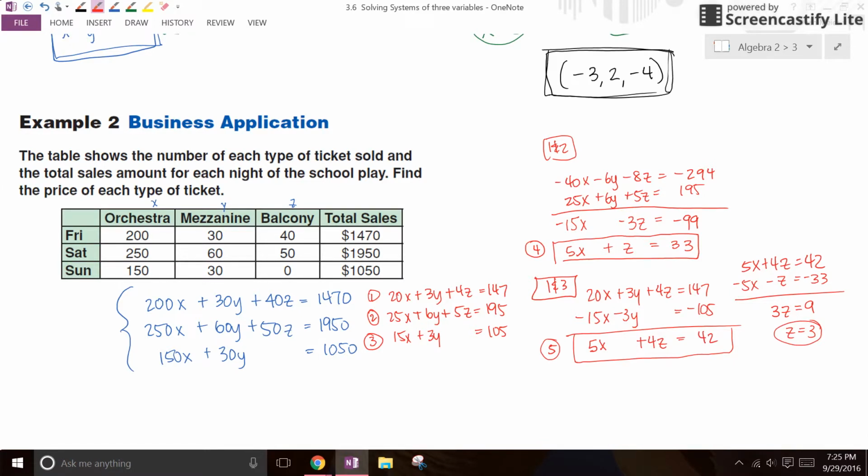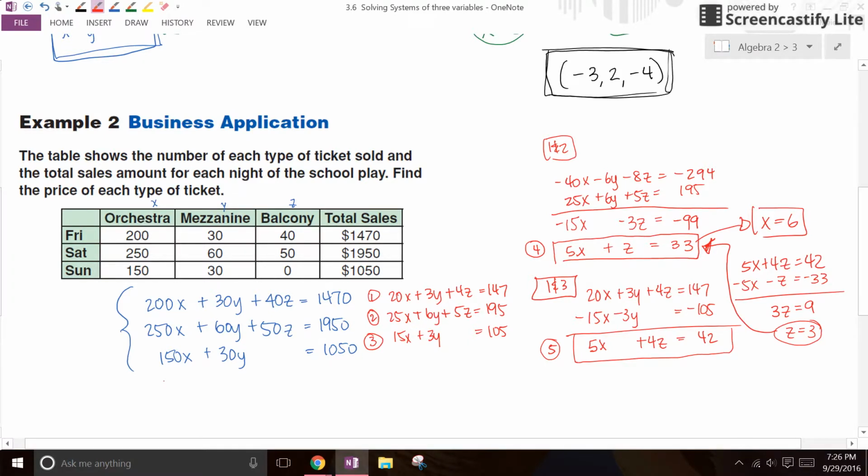Now I can go back. I can plug it in right there. You want to plug it in either 4 or 5. I'm going to plug it in there and get 5x equals 30, which means x is 6. And then lo and behold, after I got x is 6, I can plug those guys back into wherever you want to find y.